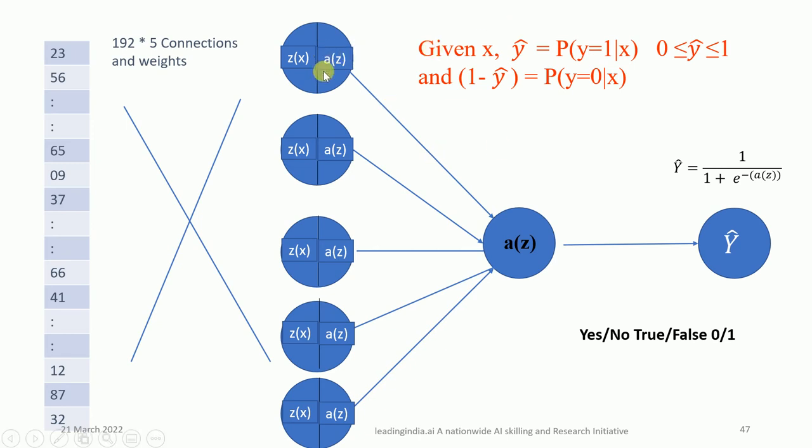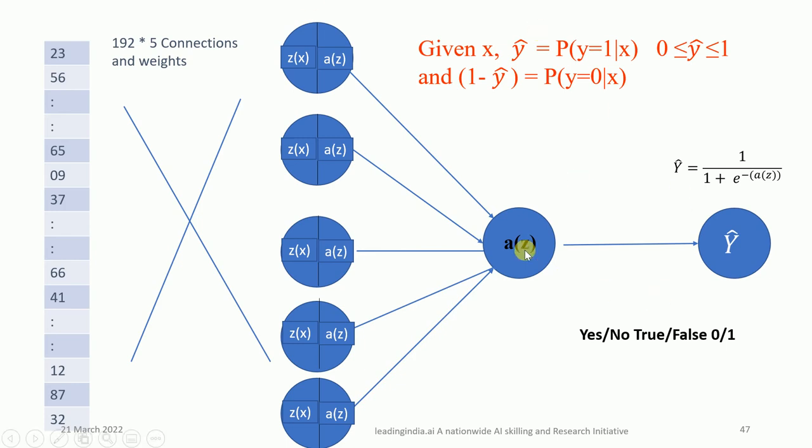If we have some neurons here which have two things, one is z, the summation function, and one is a, the activation function, and we connect all our input pixels with these five neurons, how many connections will we have? We will have 5 cross 192 connections. Here we ignored the biases, but if we include biases, then we have 5 more, and that will be the total number of parameters available to train when we train this model, right?